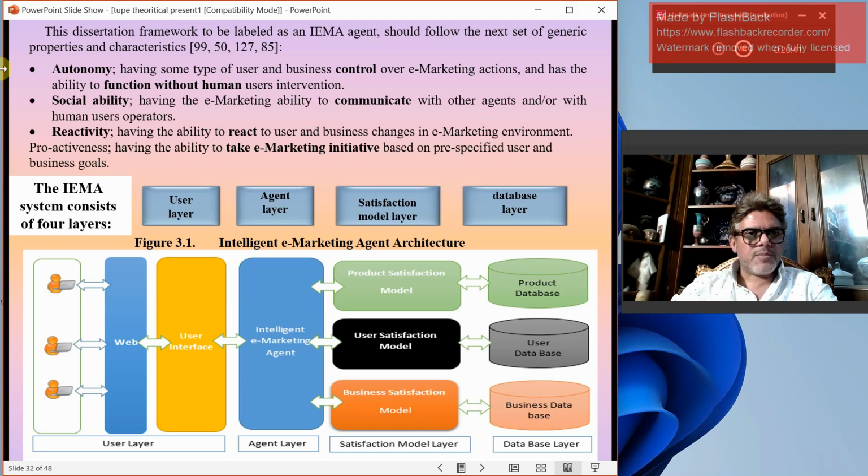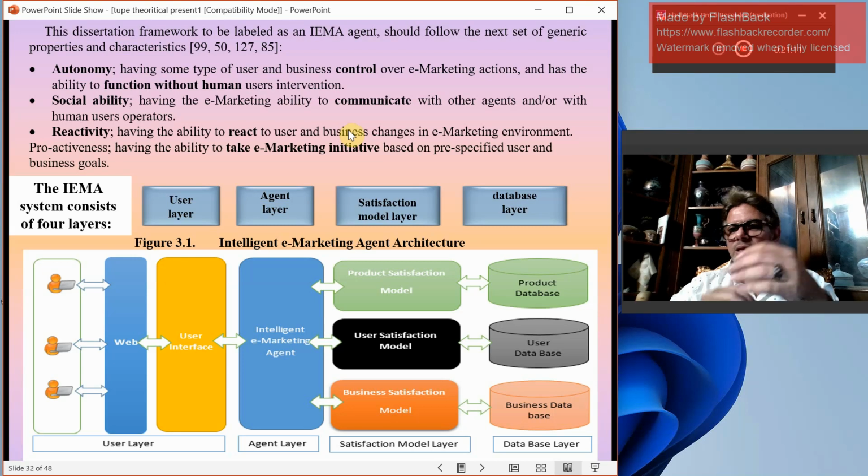Anyhow, let's continue. For these generic properties and characteristics, I had to have autonomy, sociability, reactivity. So autonomy: control, function without humans, to be generic. Sociability: communicate to the e-marketing. Reactivity: reacting to take an e-marketing initiative, which is an e-marketing inference. Okay.